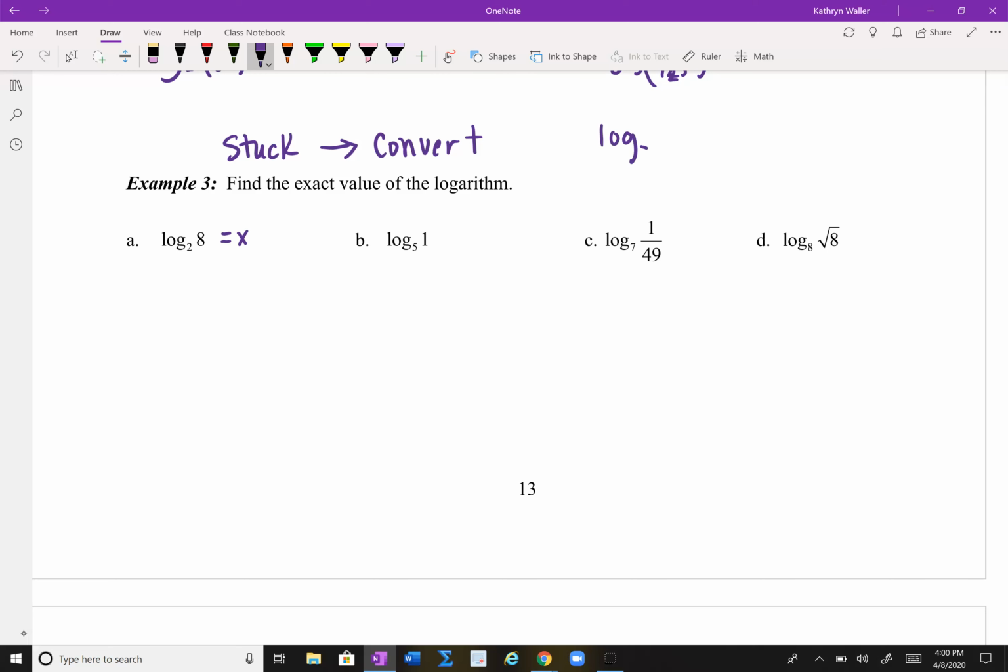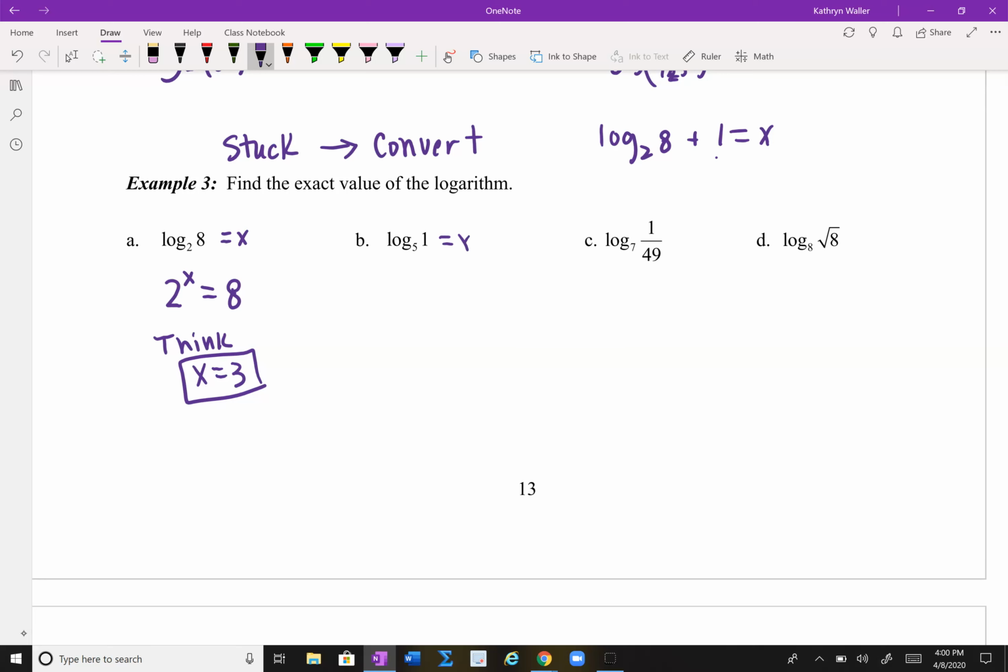If it looked like this, log base 2 of 8 plus 1 equals x, you wouldn't be stuck because of the 1. The 1 is not part of the log. So anyway, over here you're stuck, so you convert it: 2 to the x power is equal to 8. And then I want you to write down the word "think." At this point, all you're going to do is just think about it. So 2 to what power gives you 8? That would be 3. So that's your answer, okay?